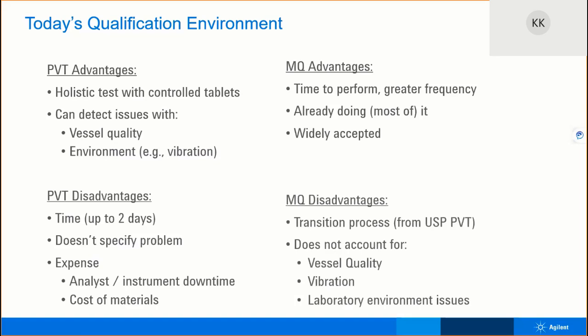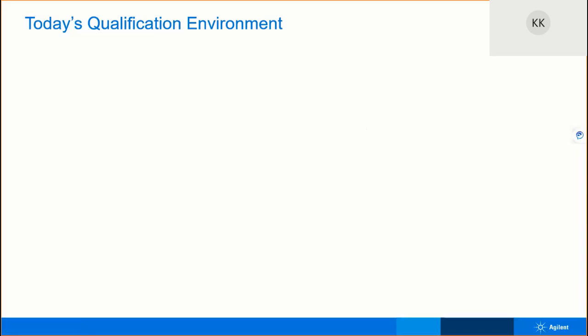Now with the MQ disadvantages, you do have a transition process that you also need to document, right? Why are you transitioning? It does not show you if you have problems with your vessel quality, with your vibration. With your vibration, I must say, it's only because you don't have a spec for it. If you do have the right equipment, you can actually show that there is vibration. This can be measured, right? And laboratory environment issues, this is obviously also not shown. So if you have a person doing handling errors and things like that, that is also not being shown up.